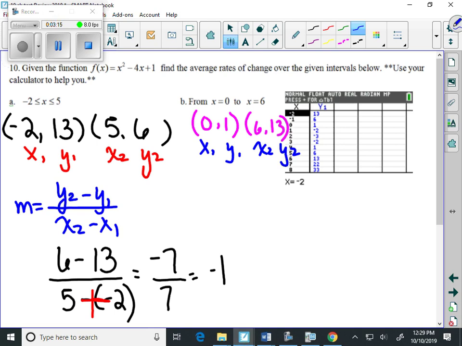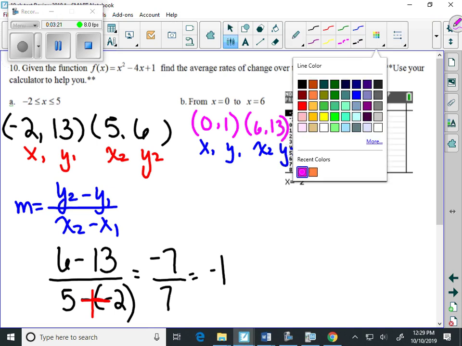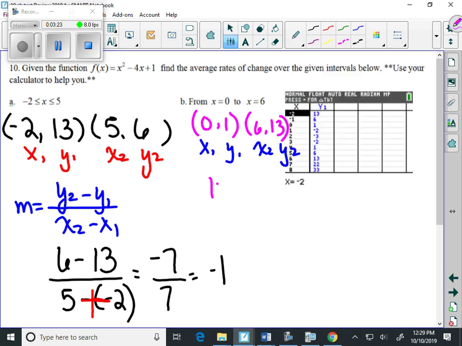Be sure to ask your teacher if you don't know how to use your calculator. But once we find those values in the calculator, this is going to be 13 minus 1 over 6 minus 0. 13 minus 1 is 12. 6 minus 0 is 6. And 12 divided by 6 is 2.